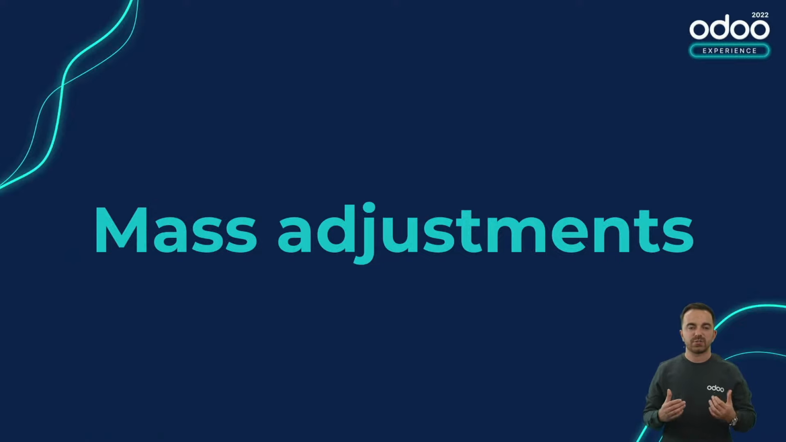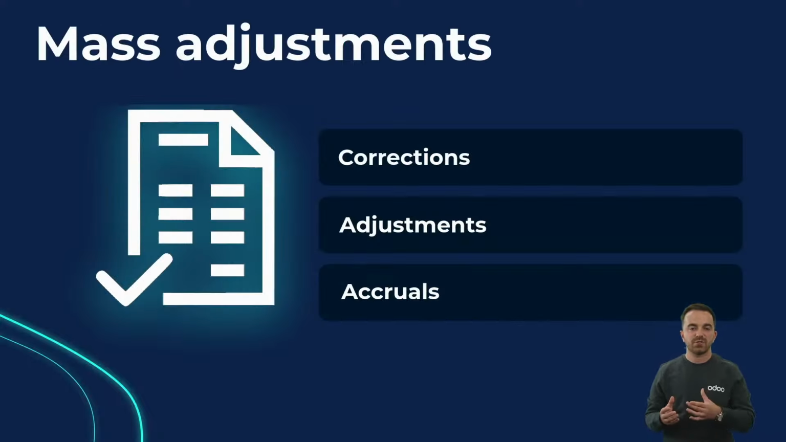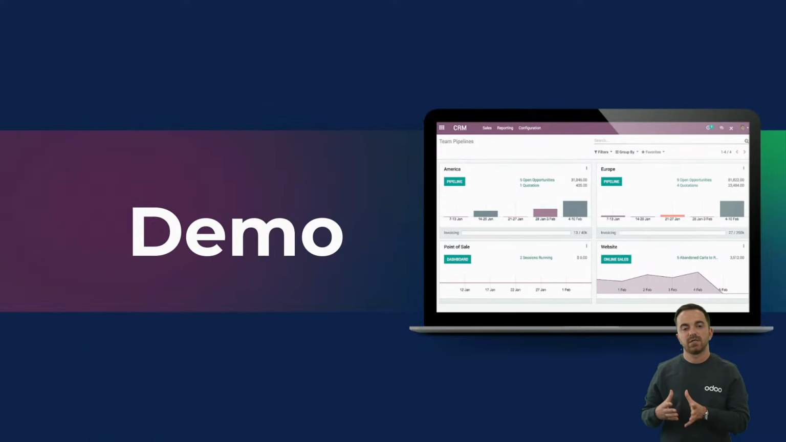Finally, we can also perform mass adjustments, which can be used for corrections, adjustments, and posting of accruals. But the key point here is that all of this can be performed for multiple entries at once. So you can select as many journal entries as you want, and you'll be able to do all these actions with one single click. So that's really the power of automation of Odoo. Let's go back to the database and see the second demo.